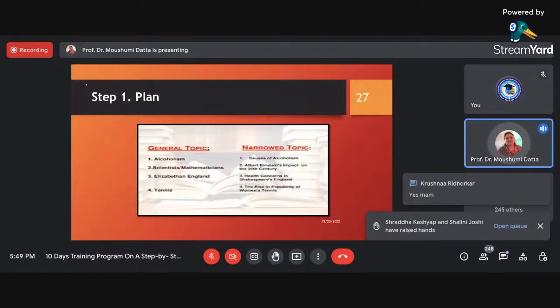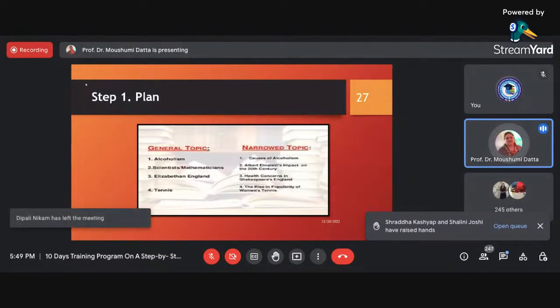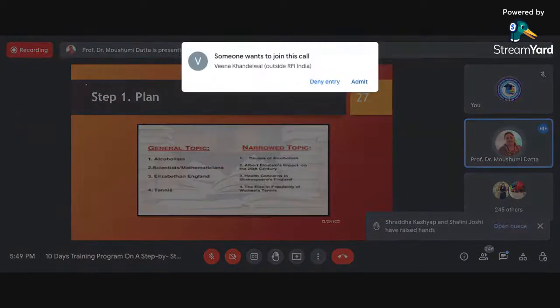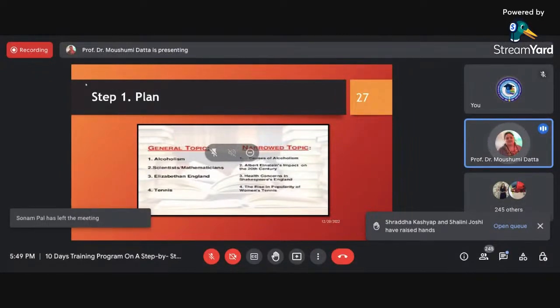So there can be so many books on alcoholism, so you have to narrow down the topic. Suppose you're studying about causes of alcoholism in India. So you write down causes of alcoholism. This way you should plan what to search. Take for example, you are studying about tennis. Tennis cannot be a search word, it's a general term. You are studying about the rise in popularity of women's tennis, so you take the specific term women's tennis. So narrow topics should be used. General topics, if you search, it's a never ending research.